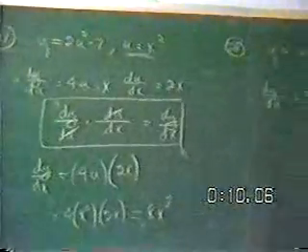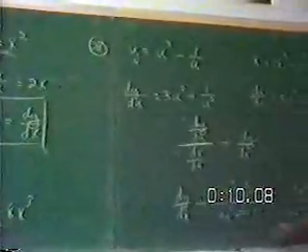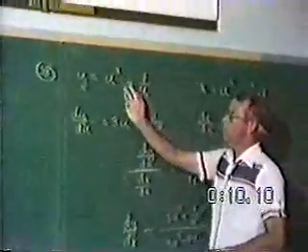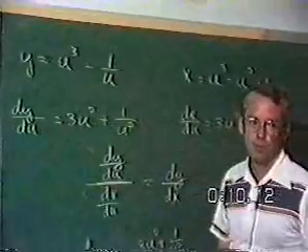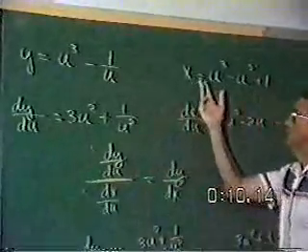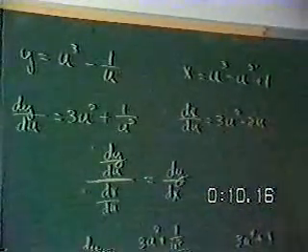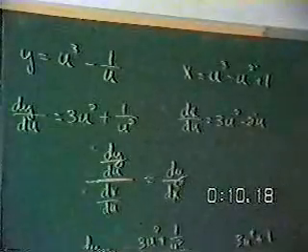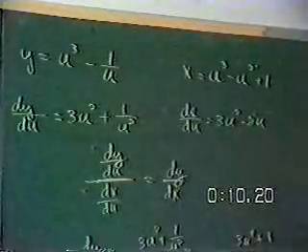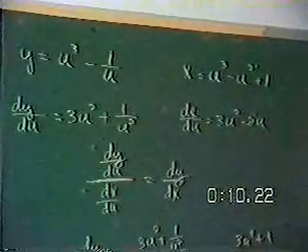Example 28 says y is equal to u cubed minus 1 over u. And x is equal to u cubed minus u squared plus 1. Find dy dx.